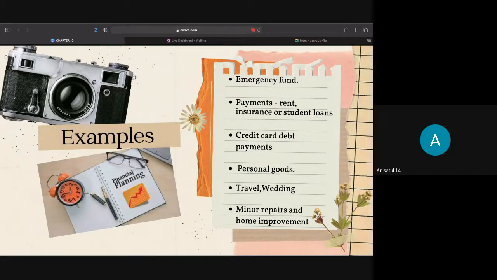Now we move to the examples of short-term financial goals. The examples include an emergency fund, payments such as rent, insurance or student loans, credit card debt payments, personal goods, travel, wedding, minor repairs and home improvement.